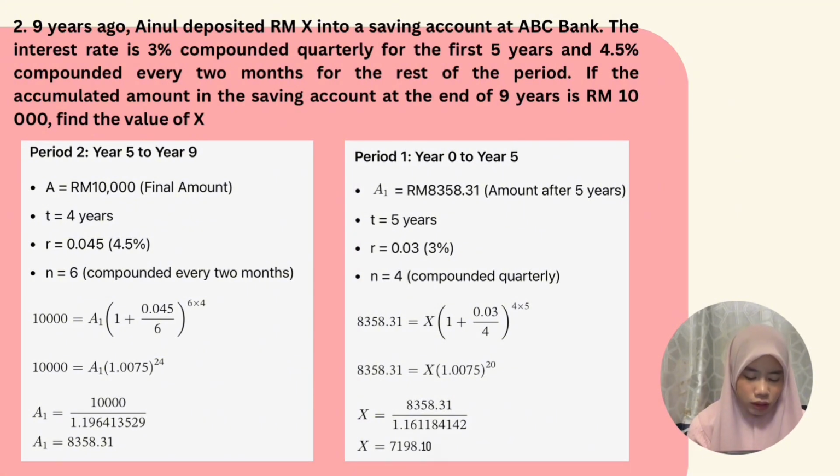We want to find the original deposit X. The formula when substituting values is A1 = X(1 + 0.03/4)^(4×5). We solve this for X by dividing A1 by the growth factor for 5 years. After calculating, the original deposit X is 7,198 ringgit and 10 cents. So, the amount deposited 9 years ago is 7,198 ringgit and 10 cents.